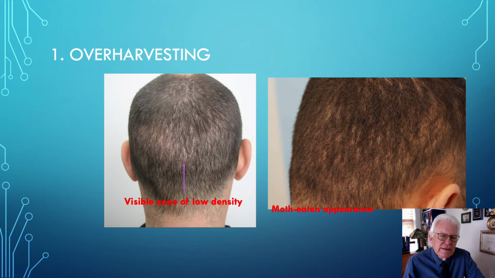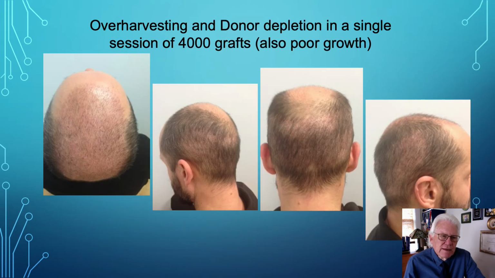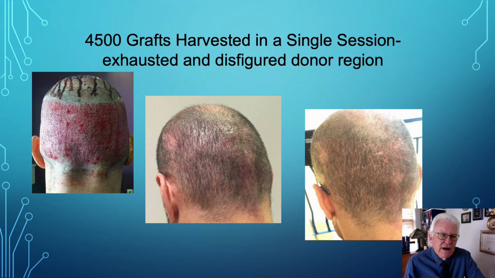On the right, there has been focal over-harvesting in clusters, so groups of follicles adjacent to one another have all been harvested, leaving these little bald patches, which produces this moth-eaten appearance. This is over-harvesting and donor depletion in a single session of 4,000 grafts, and also this patient has poor growth.